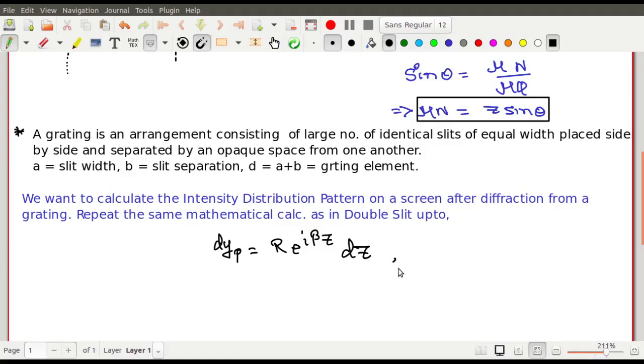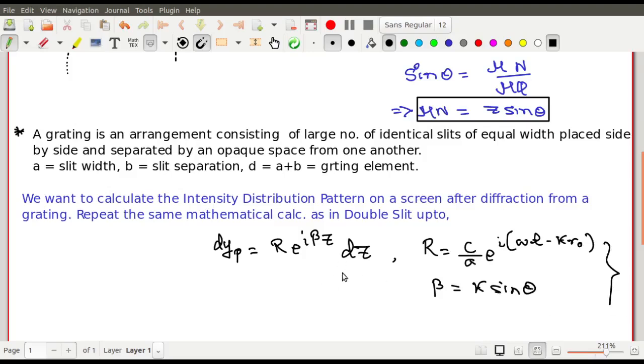Don't repeat without understanding, please. Read it once, try to understand, and then repeat it. Where R is equal to C by A e to the power i omega t minus k r0, and this beta, I call it, is k sin theta. The diffracting angle is theta. Okay? So up to here you will repeat on your own.